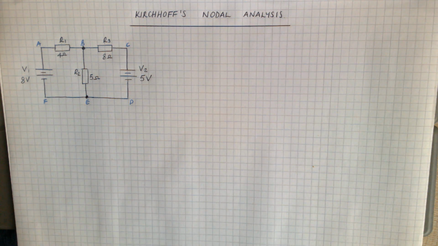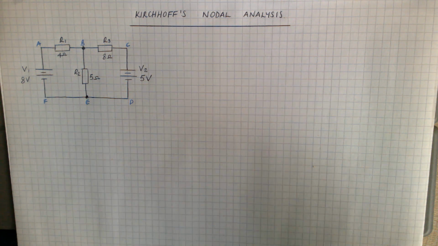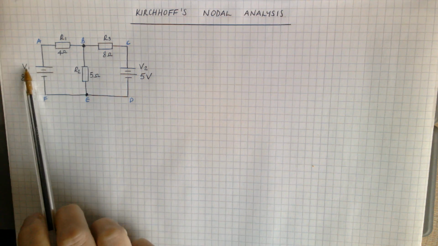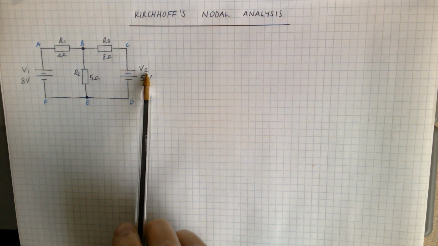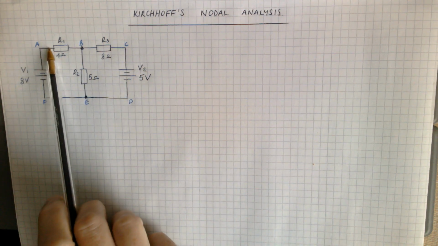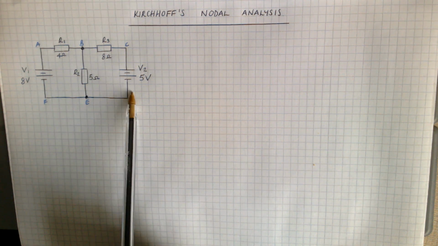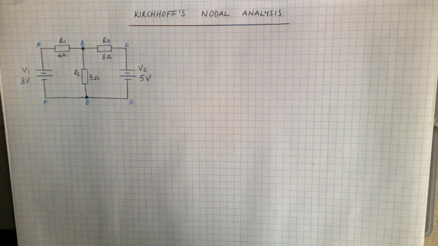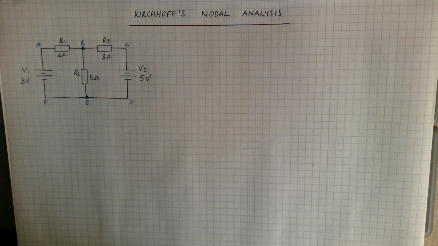Okay, so this is the Kirchoff's nodal analysis that you've been set. So you'll see that this is the same circuit. What I've done is I've called this first supply V1 and this second supply V2, and I've labelled these points around the circuit. That's to allow me to identify loops, and in those loops I'm going to identify simultaneous equations.